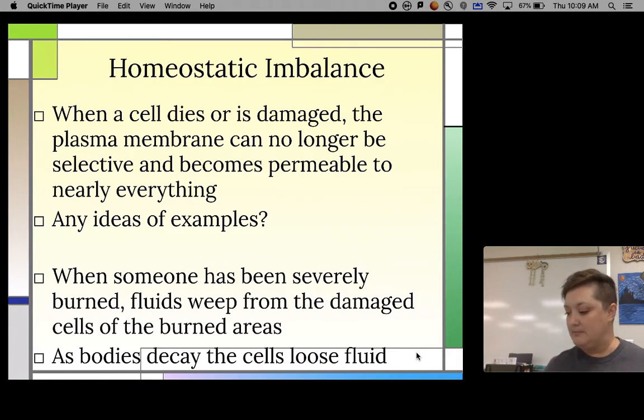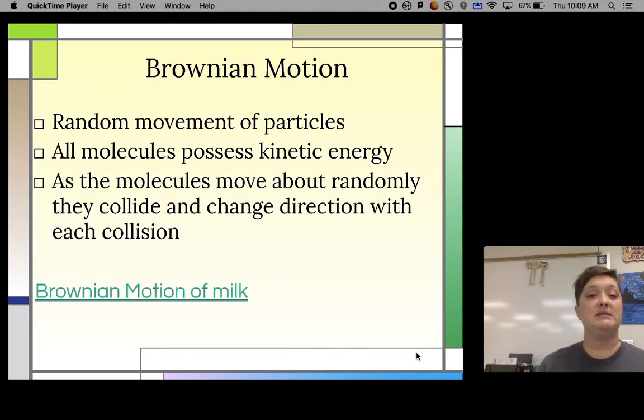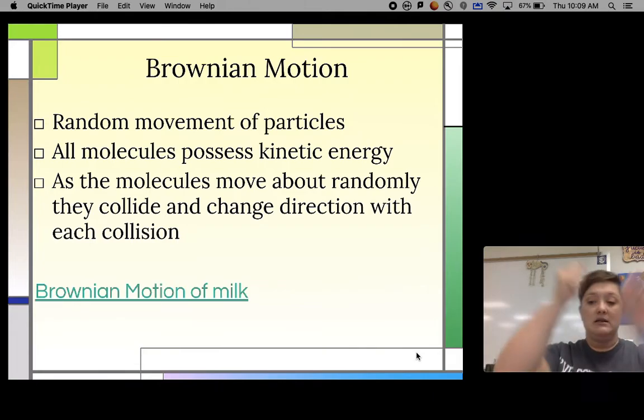And so that's why when you get a burn, it kind of becomes wet and weepy looking and watery. The other thing you need to be aware of is Brownian motion. Brownian motion is that particles are constantly moving around. They have kinetic energy. Remember from physics, that's the energy for motion. And so they're bumping into each other and colliding all the time, sending them in all different directions. That's what Brownian motion is.